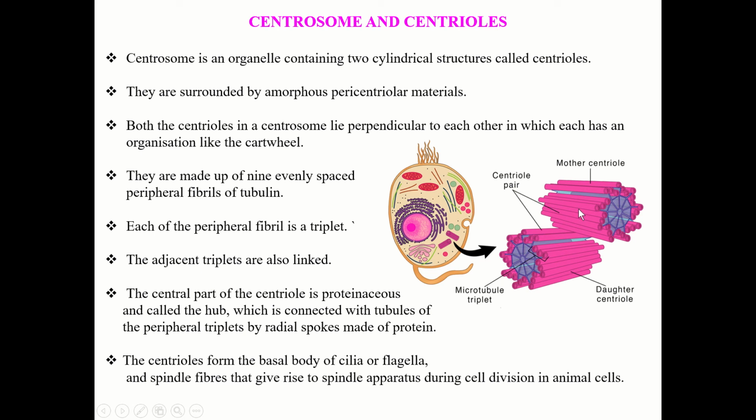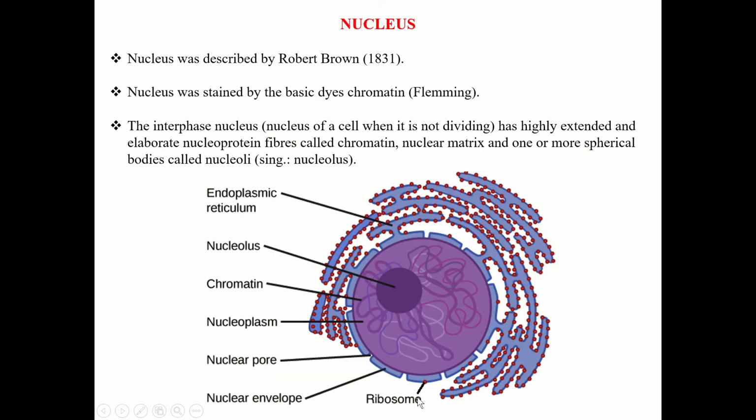The centrioles form the basal body of cilia or flagella. Just as I explained before, from this, cilia and flagella emerge. They also form the spindle fibers that give rise to the spindle apparatus during cell division in animal cells. I will show you spindle fibers in the cell cycle and cell division lesson.